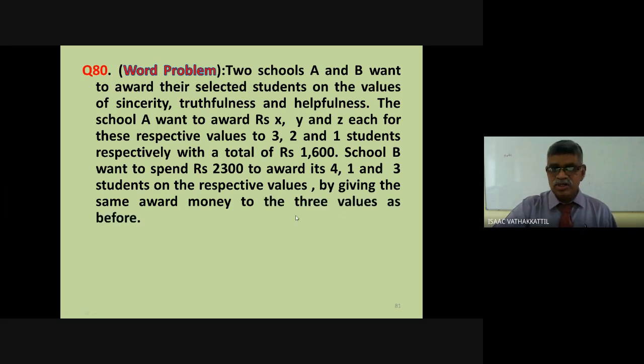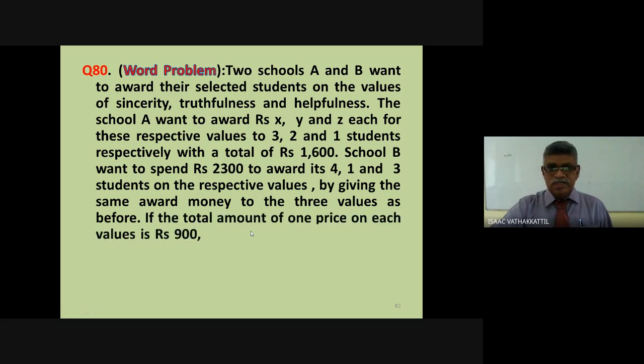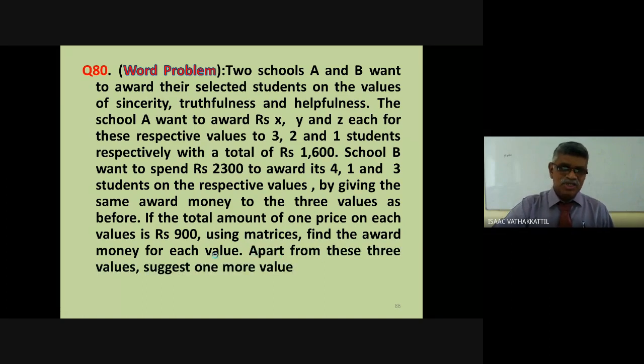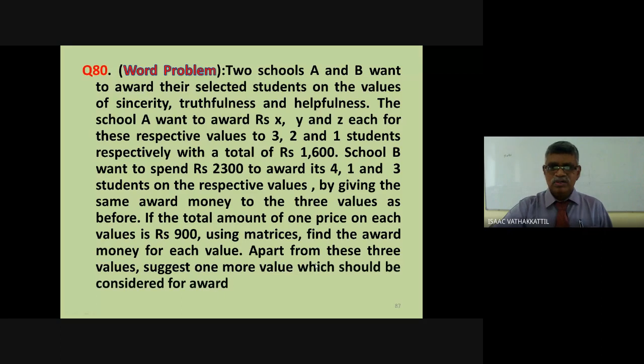By giving the same award money, X, Y, Z itself. There were three values asked before. The total amount of one prize on each value is rupees 900. Using matrices, find the award money for each of these values. Apart from these 3 values, suggest one more value. It is actually a value-based question. That part you can even ignore, because value-based ones, I think, are deleted nowadays. Well, find the award money for each value.